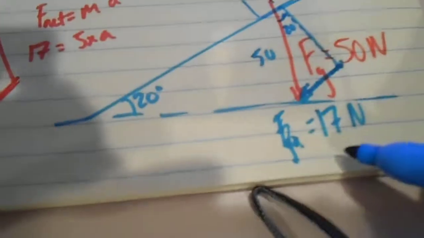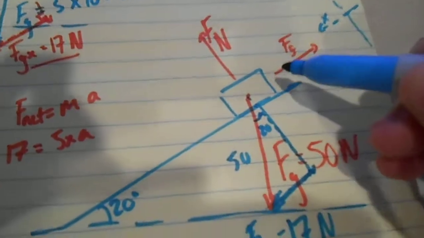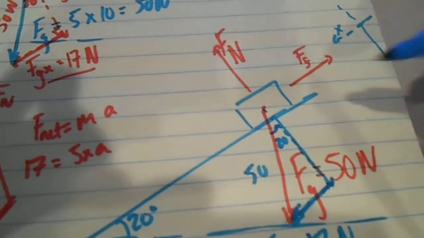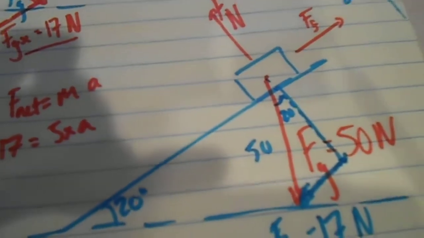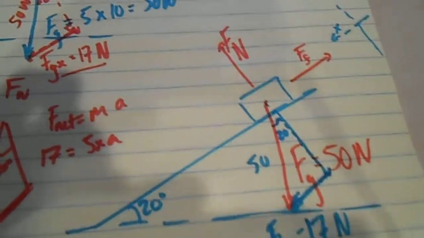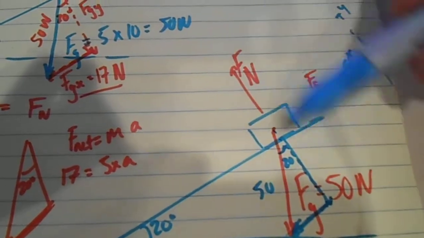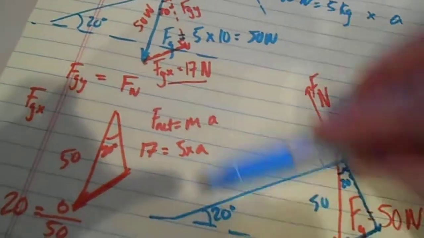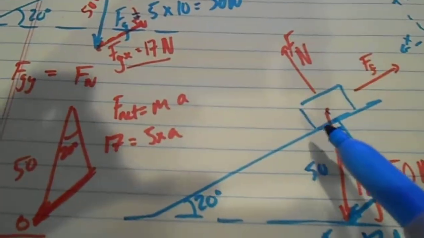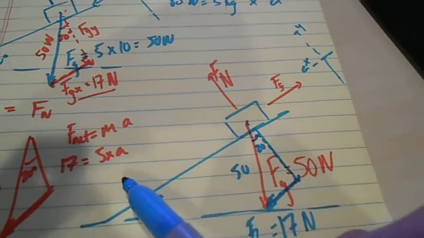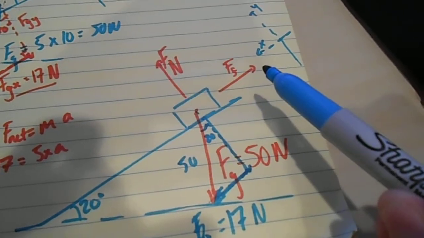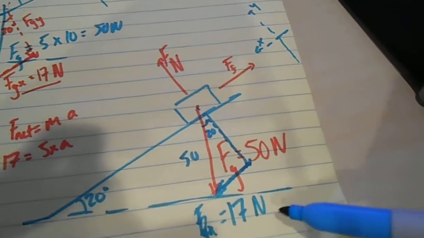Now if the block is accelerating, then you would do your 17 newtons minus the force of friction equals ma. And that's because we're using Newton's second law every single time. Net force equals m times a. We know that the y components still balance out because there's no acceleration of this block in the y direction. It's all in the x. So if this thing starts sliding, we have acceleration in the x direction. So we find Fg, x component, minus force of friction equals ma.